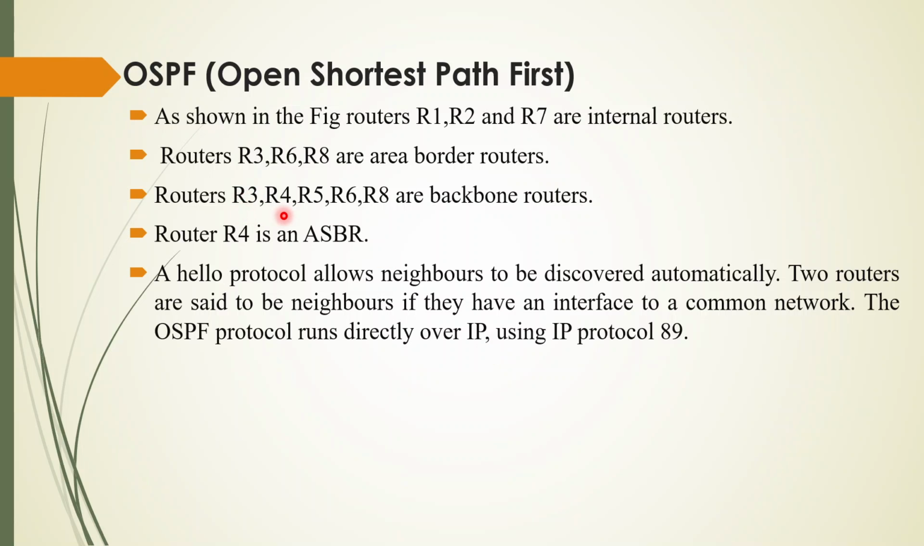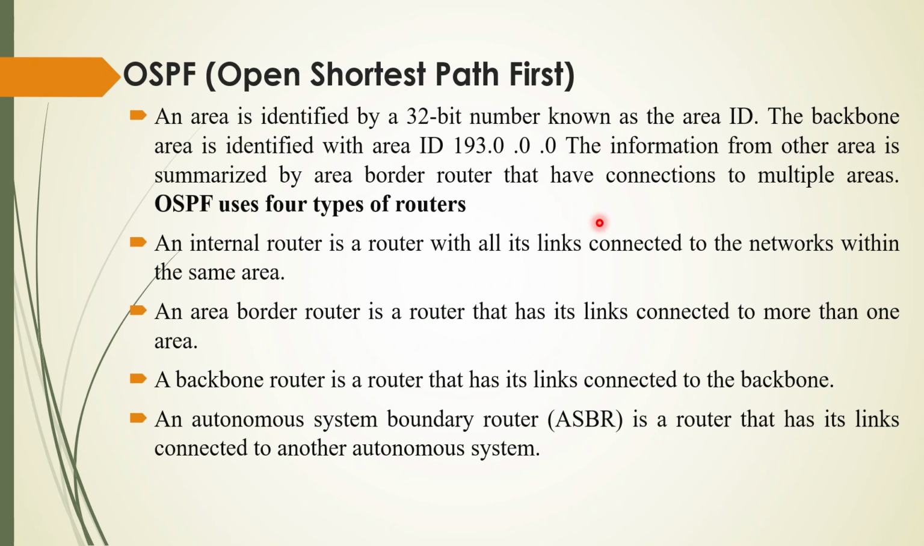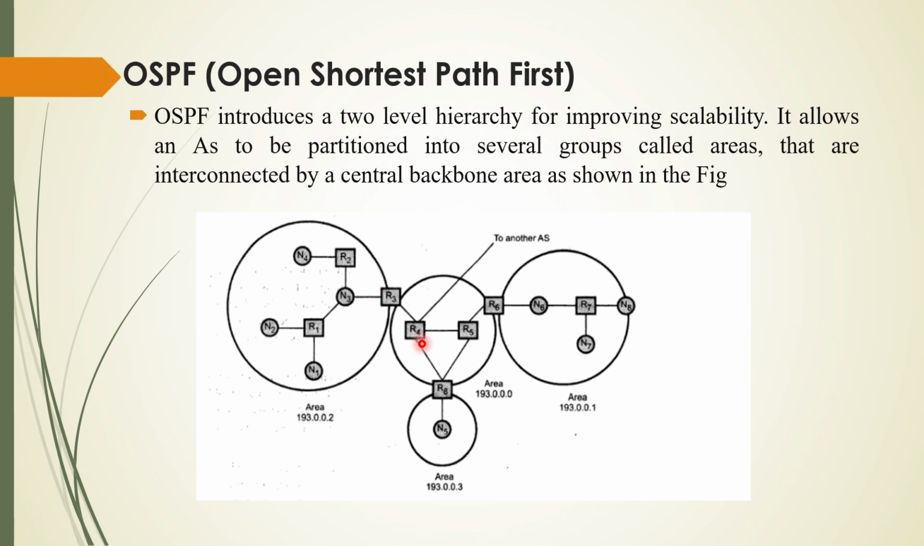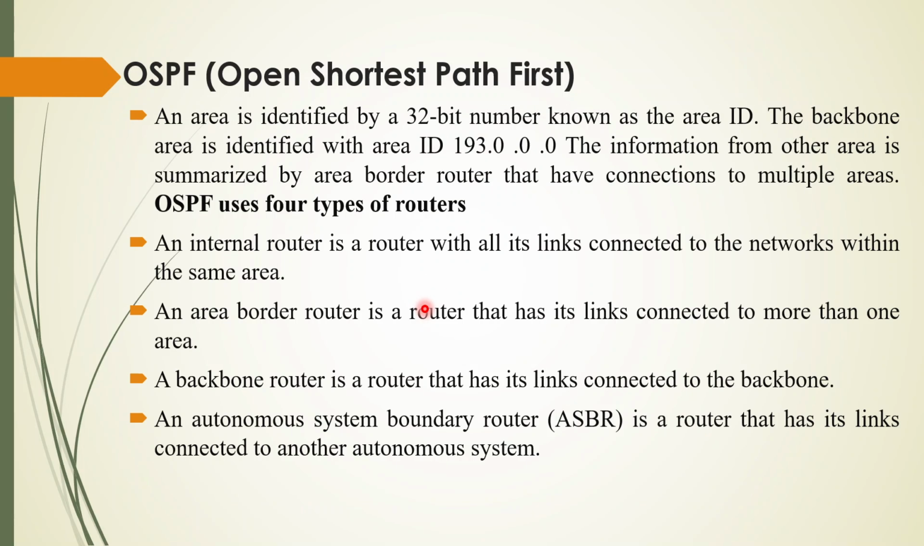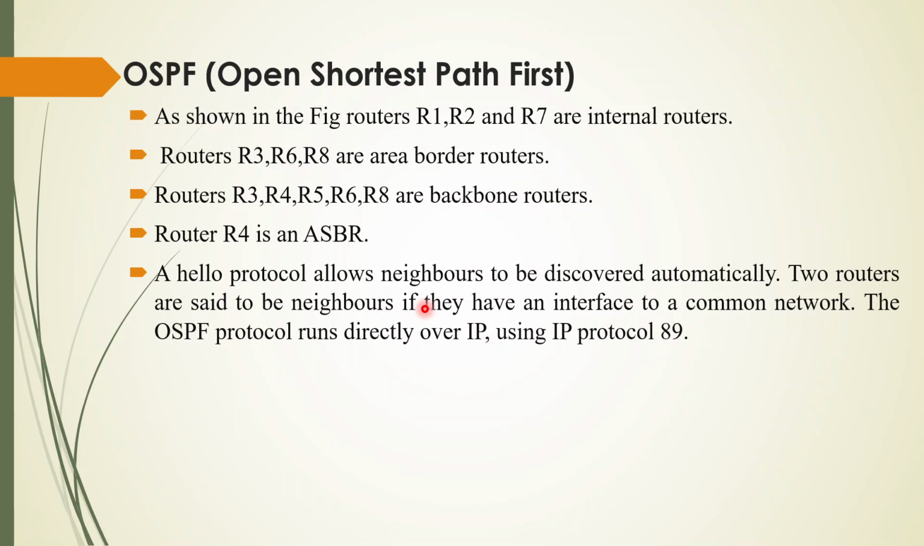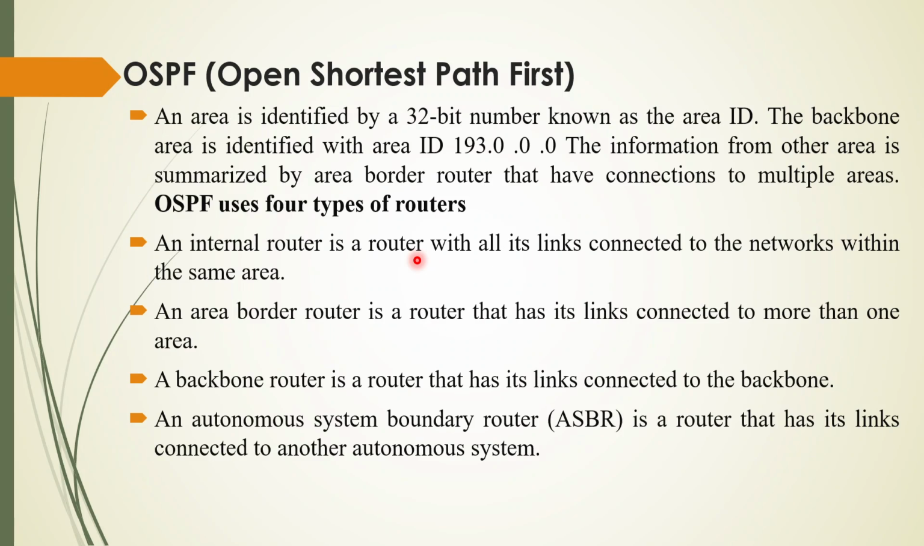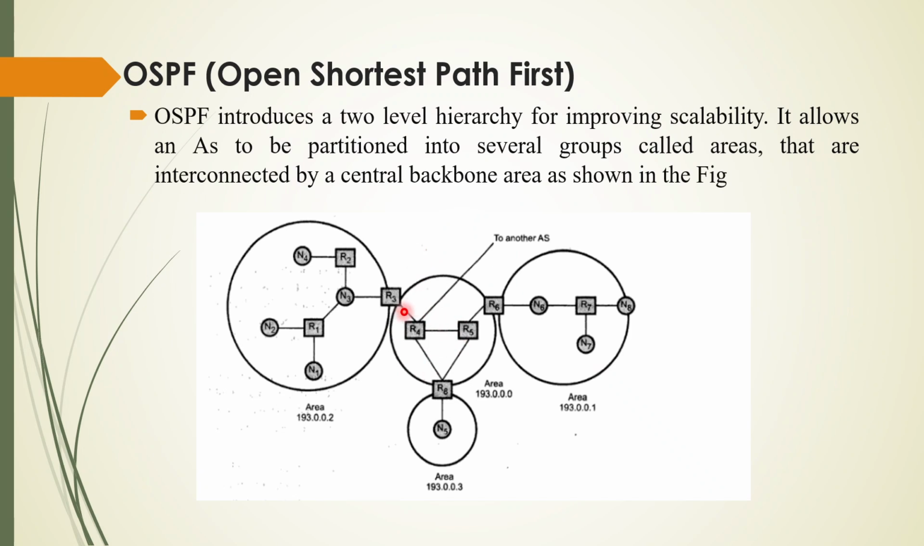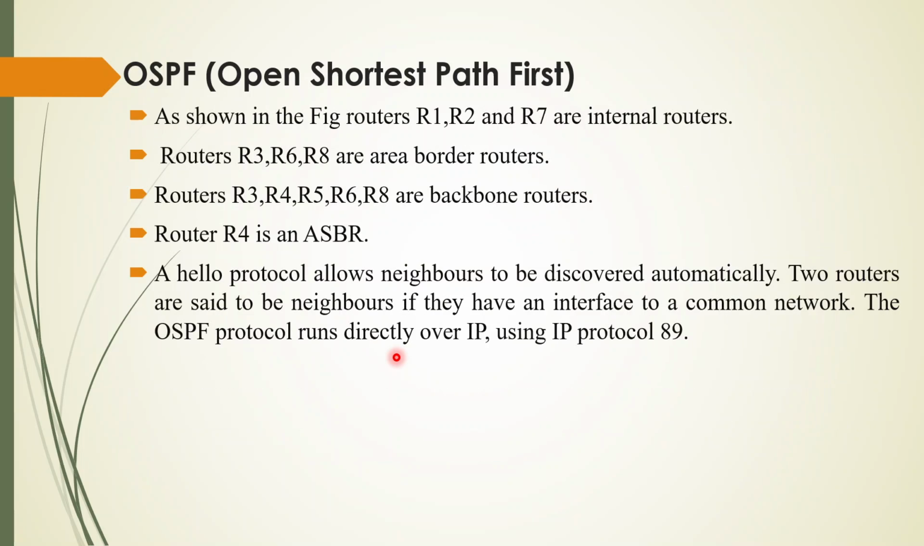R3, R4, R5, R6 and R8 are the backbone routers. So 3, 4, 5, 6 and 8, they all are in between and at the border. They all are known as backbone routers. And see here, this R4 is at an autonomous system boundary, so R4 is known as an ASBR.